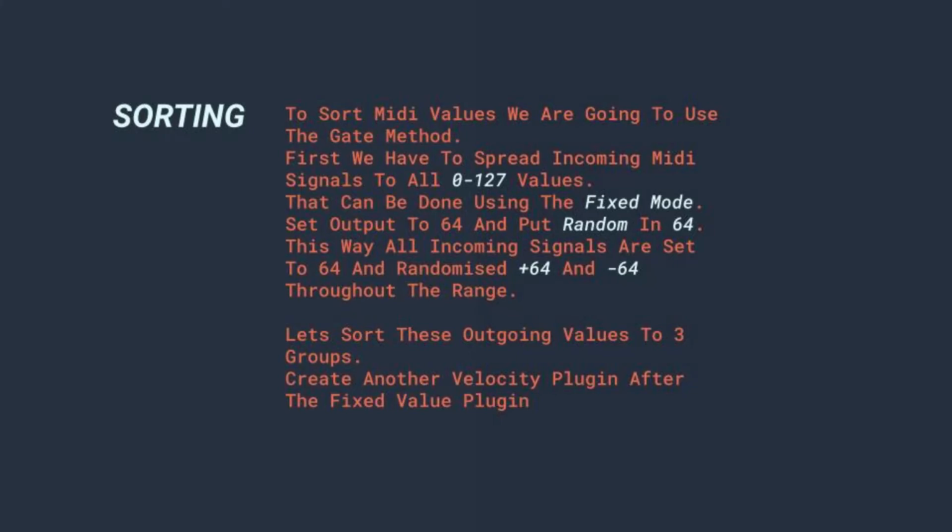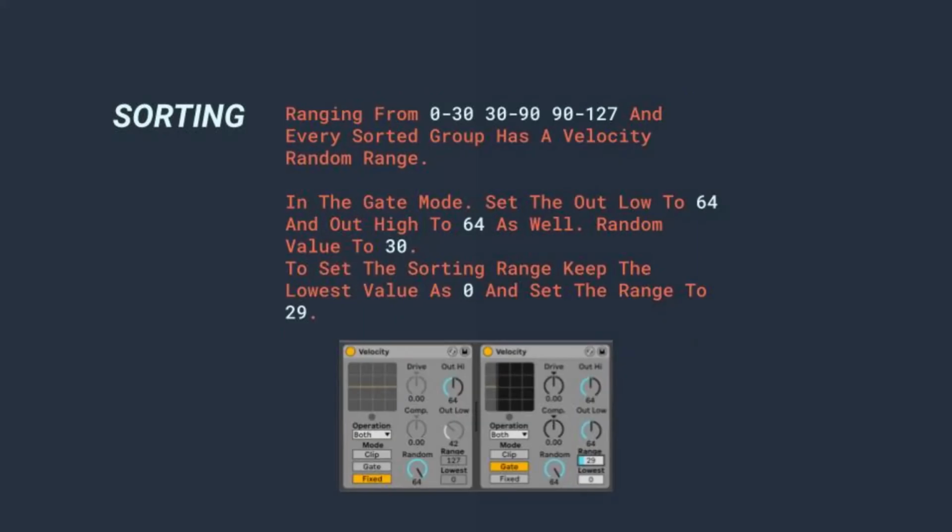Let's sort these outgoing values into 3 groups. Create another velocity plugin after the fixed value plugin, ranging from 0 to 30, 30 to 90, 90 to 127. And every sorted group has a velocity random range.